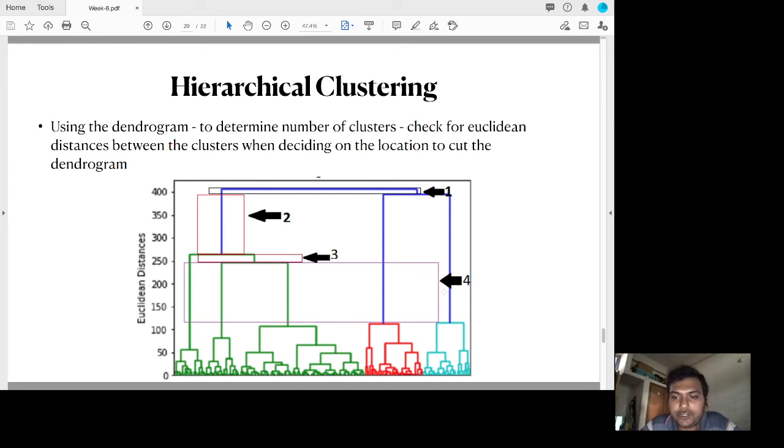So 1, 2, 3 and 4. Can somebody say intuitively whether we should cut it at 1? Distance is less, right? Distance is less, so should we cut it at 1? Distance is less, that's why we are not cutting. Okay. Why?